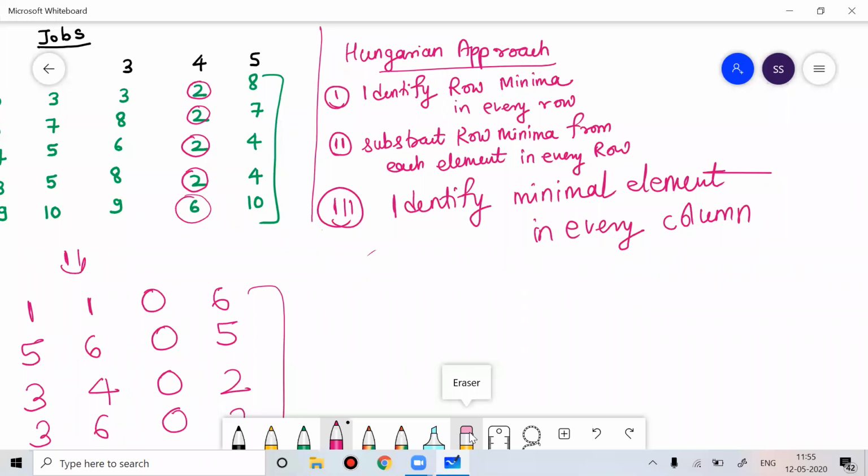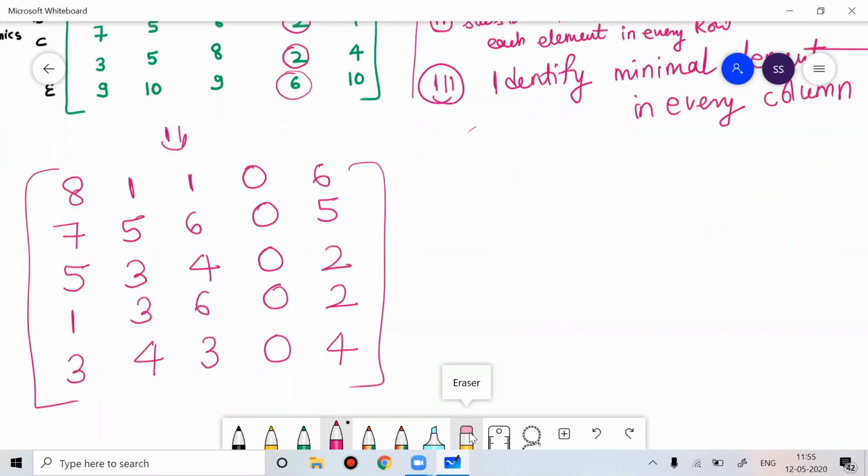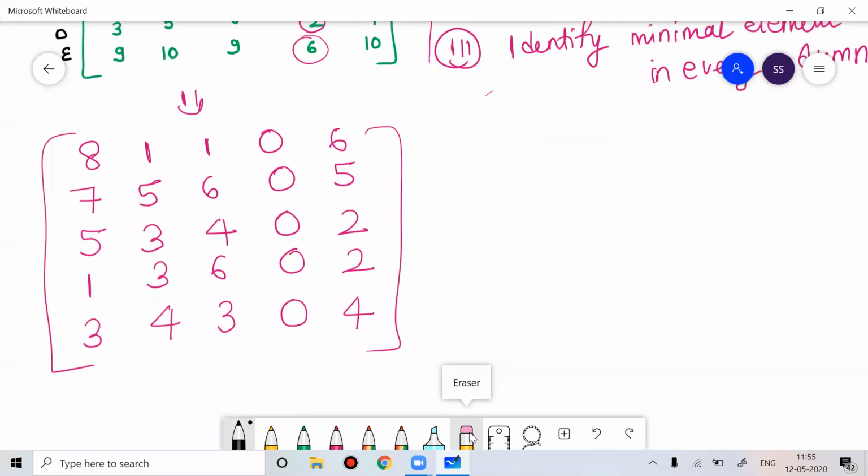First you identified the smallest element in every row, then you subtracted all the elements of the row by that smallest element. Once you're done with that, in the third step you have to identify the smallest element in every column. Once you identify the smallest element in every column, what is the fourth step?